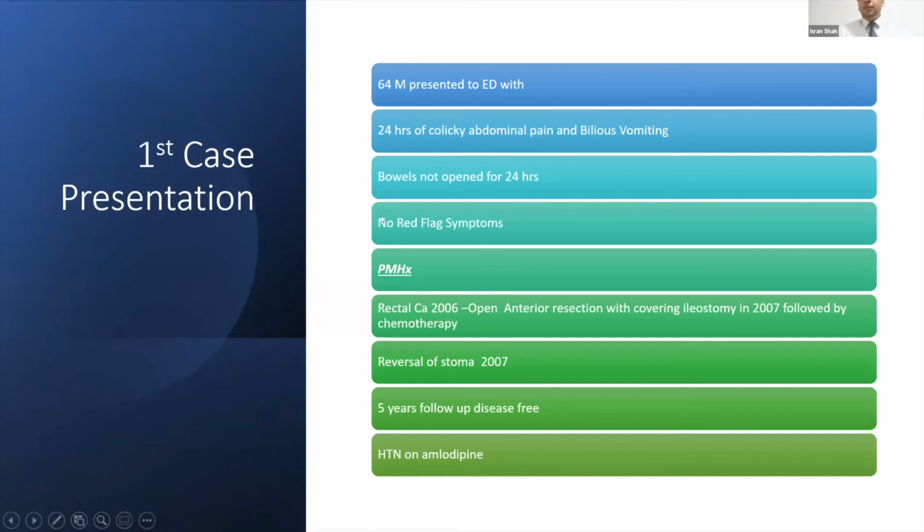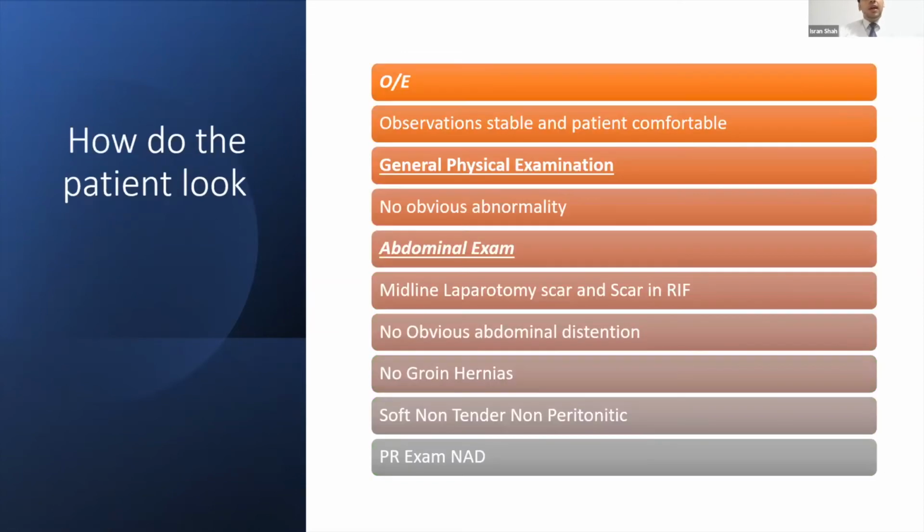the first case. We had a 64-year-old gentleman that presented to our emergency department with 24 hours history of colicky abdominal pain and bilious vomiting. He hadn't opened his bowels for about 24 hours, wasn't passing any wind. He had no red flag symptoms regarding his bowels. He had a past medical history of a rectal cancer diagnosed in 2006, had an open anterior resection with uncovering ileostomy, followed by some chemotherapy, and then the stoma was reversed in 2007. At 5 years follow-up, he was disease-free, and he was on amlodipine for some hypertension.